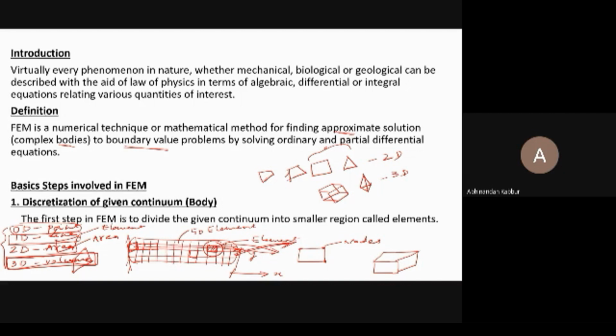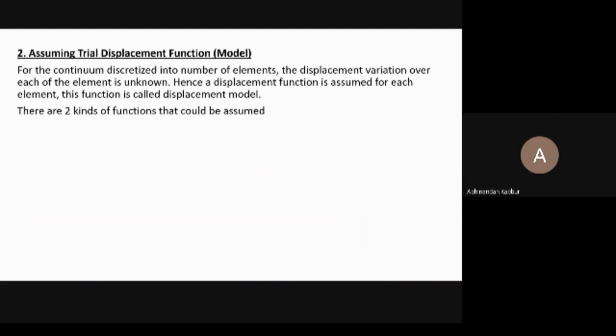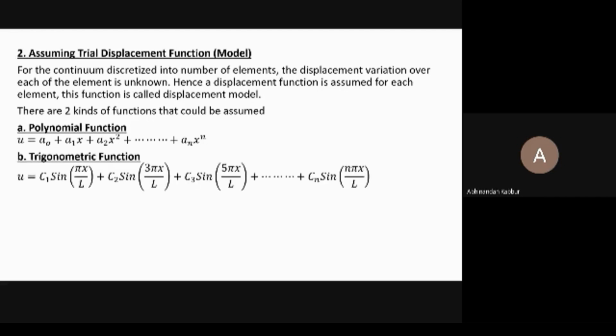And to consider that displacement function, we have two different kinds: one we call a polynomial function, and another we call a trigonometric function. So these are the two functions we are going to consider for each of the elements into which the body gets divided. Now, what is the meaning here? Let us say u is the displacement in one element. Let us consider u1 is the displacement. Are you following this?